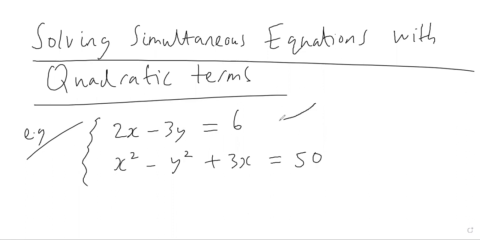The thing to notice here is that this is a linear equation. We can tell that it's a linear equation because we have two variables, y and x, and they're both linear in x and y respectively. So that's a linear equation.